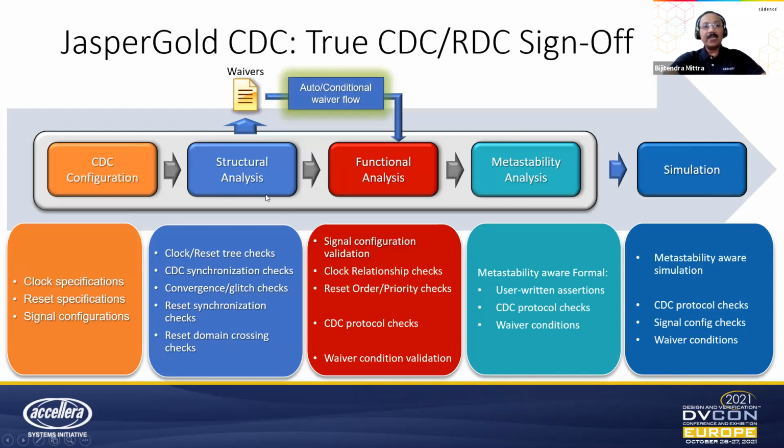So in addition to the standard conventional steps, we would have a functional analysis where we can do constraint validation or signal configuration validation. We can do waiver validation and a CDC protocol check verification. We also have some clock relationship checks and the reset order or priority checks.